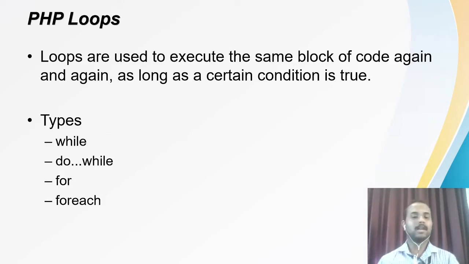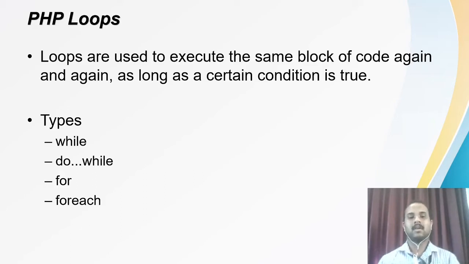Loops are of four types: while, do while, for and for each. While and do while are used when we do not know how many times the particular set of code will be executed. With do while, again you will not know how many times it is going to be executed, but the set of code will execute at least once.